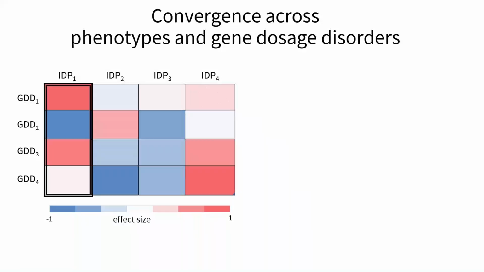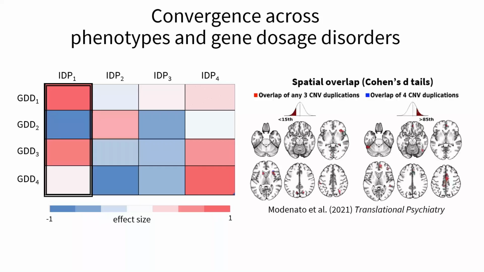An alternative approach is to look at one IDP across multiple GDDs, and this has been done previously in conjunction with voxel-based morphometry to reveal the anterior insula and supplementary motor cortex as having increased or decreased gray matter volume respectively in multiple different copy number variant groups, which are a type of gene dosage disorder.